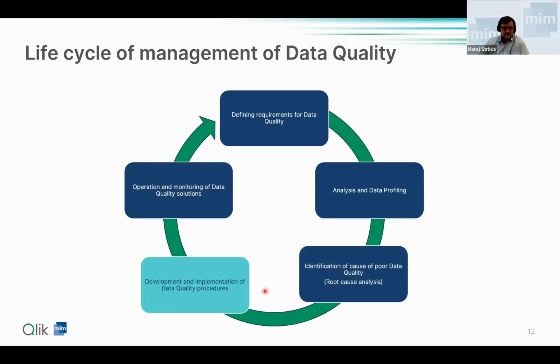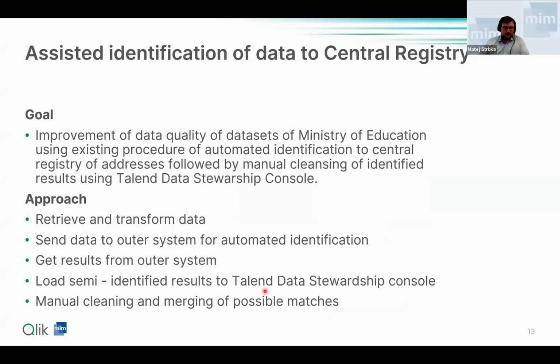Part of this showcase was the procedure we implemented with the Ministry of Education in Slovakia, using an already existing procedure of identification of addresses. The goal was to improve the data quality of datasets of addresses of schools and other school-like establishments, kindergartens, musical schools, and so on, using the already existing procedure of automated identification to the central registry.